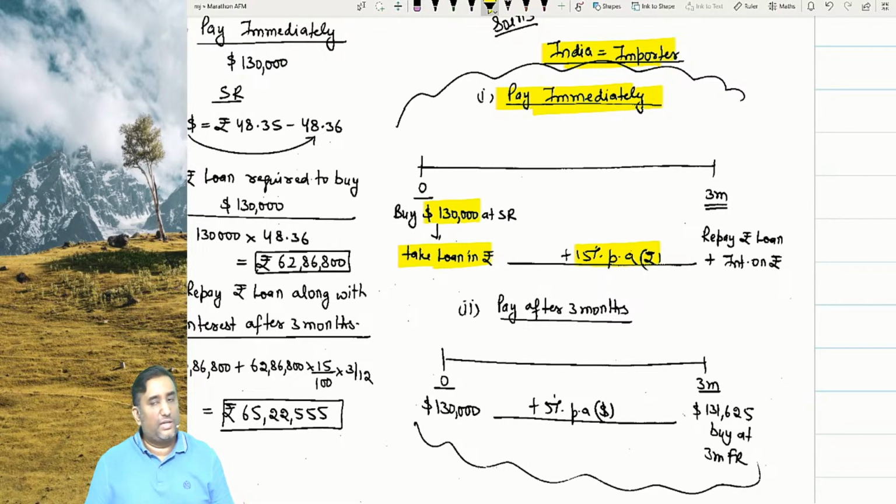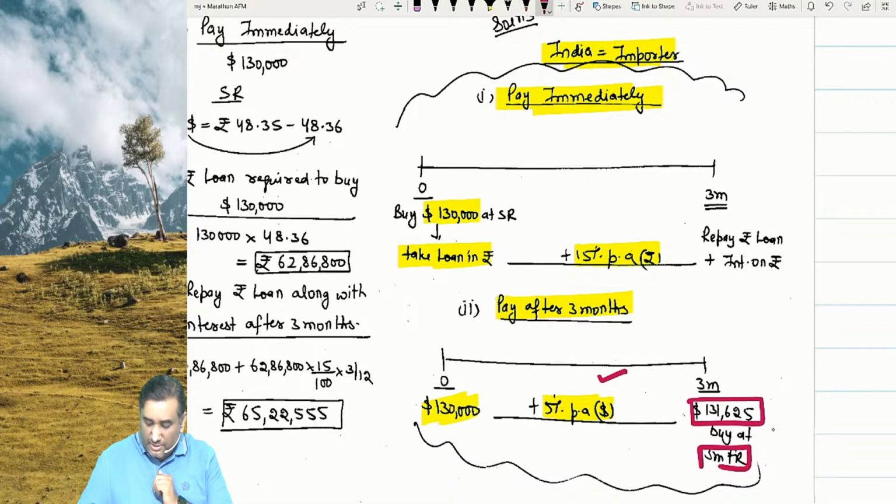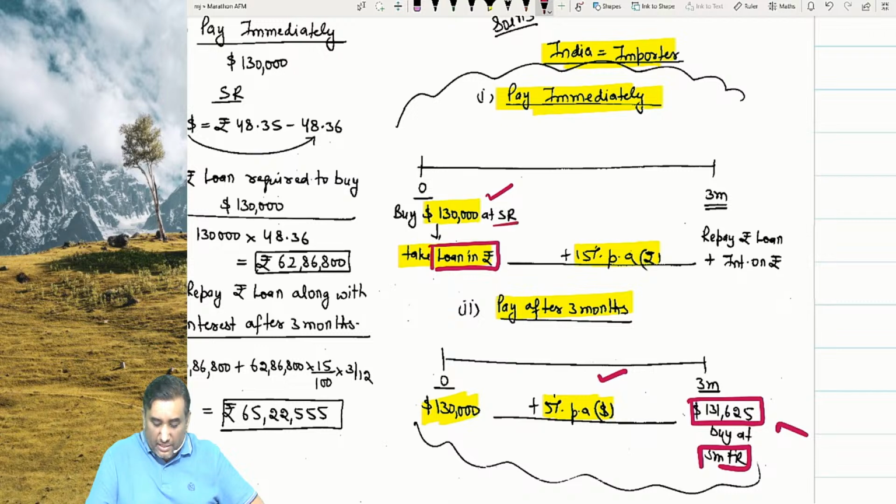And how do I know that he does not have money? If he would have had the money, then there was no need to make a payment after 3 months in the dollar. The exporter said two things: either give me the interest on the dollars and repay after 3 months, that means dollar plus interest on dollars. Whatever dollar comes here, buy at the 3 months forward rate. The second option he gave is pay me immediately. If we need to make him payment, we'll buy from the market. To buy from the market, I have to take a loan in what? Rupee. Buying would be done at a spot rate.